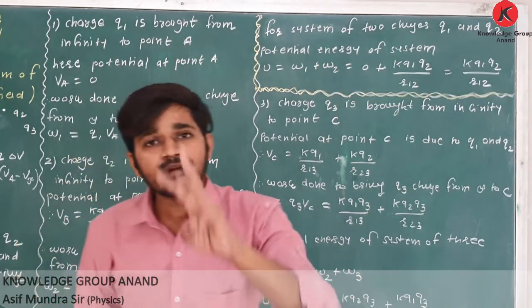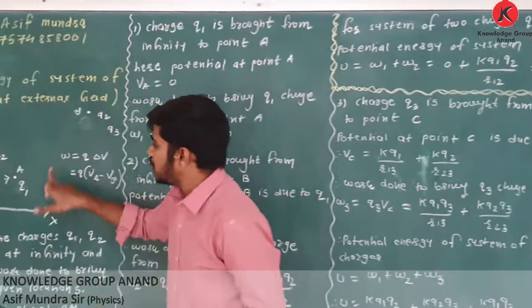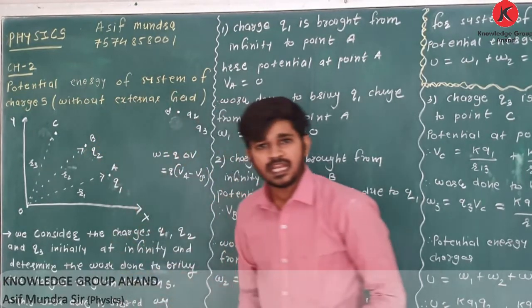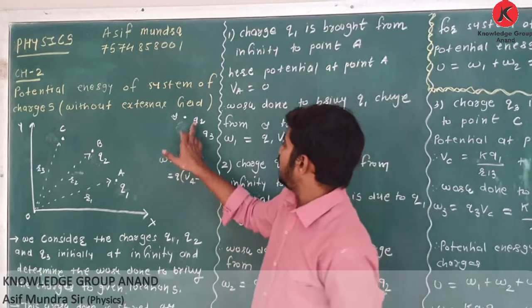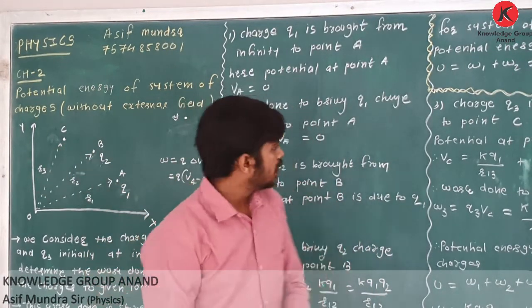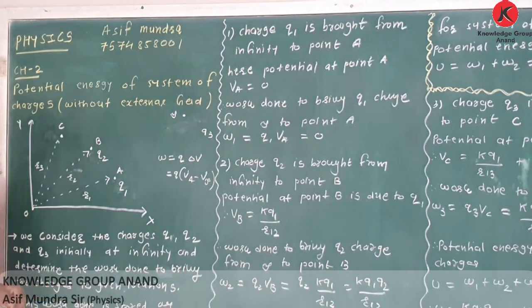But here we are given three charges. We brought Q1 charge from infinity to point A, Q2 charge from infinity to point B. Now we have to bring Q3 charge from infinity to point C. Okay, we bring Q3 charge from infinity to point C. Now see, from the figure it is clear.